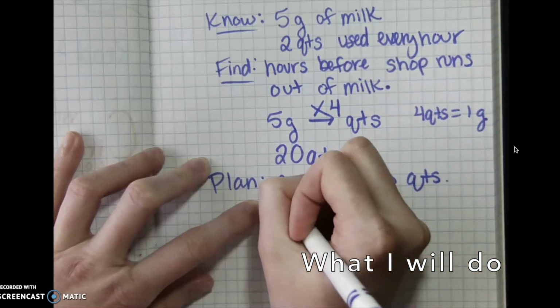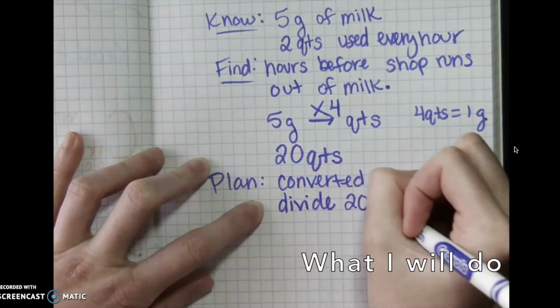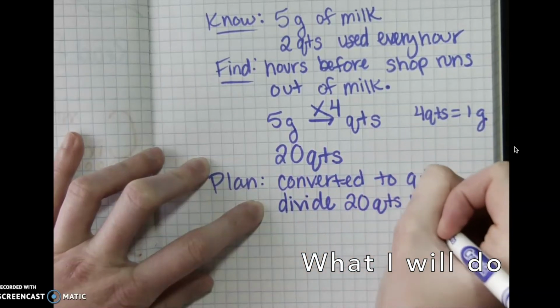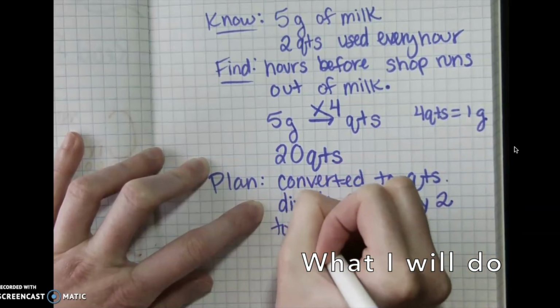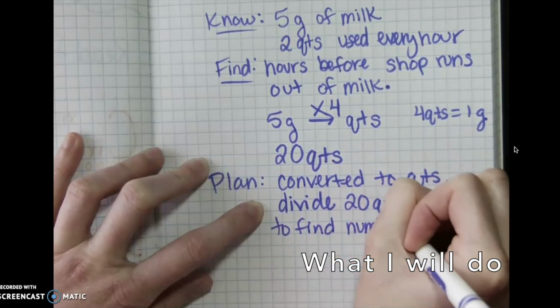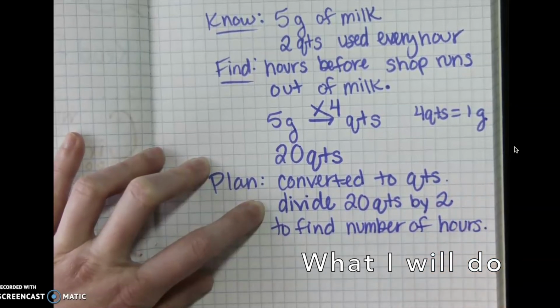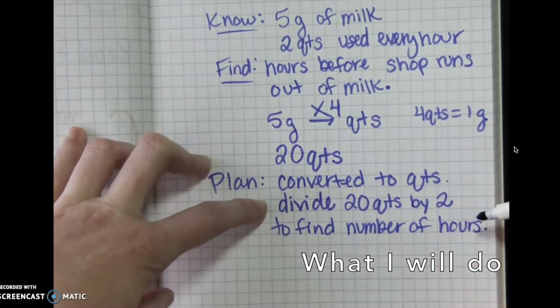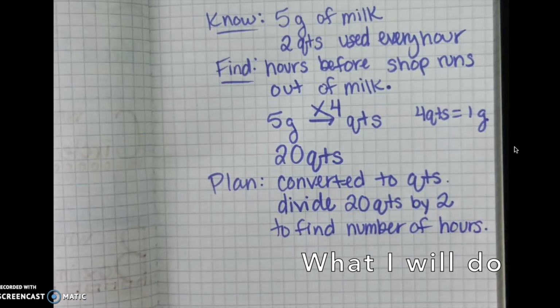That means I'm going to have to divide 20 quarts by 2 to find the number of hours. The reason for that is there's 2 quarts used every single hour. So that'll tell me how many hours I can keep using milk for the drinks.